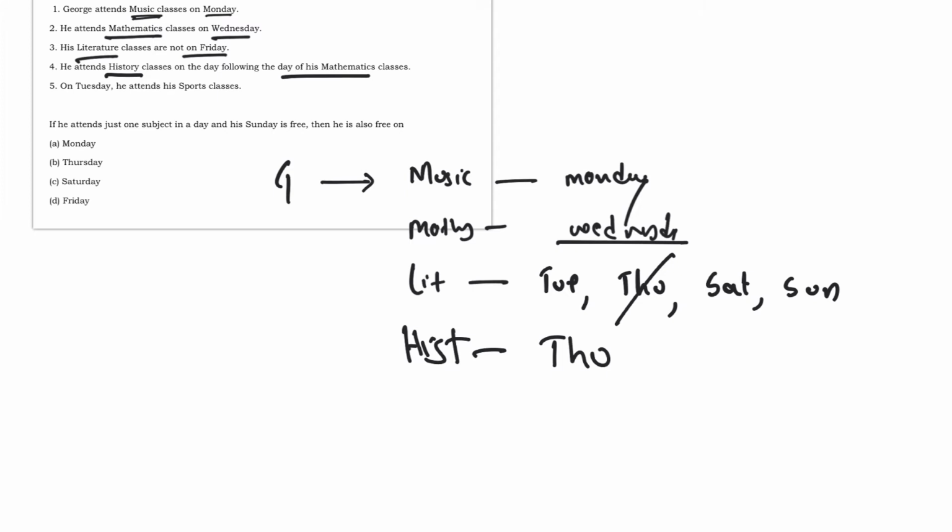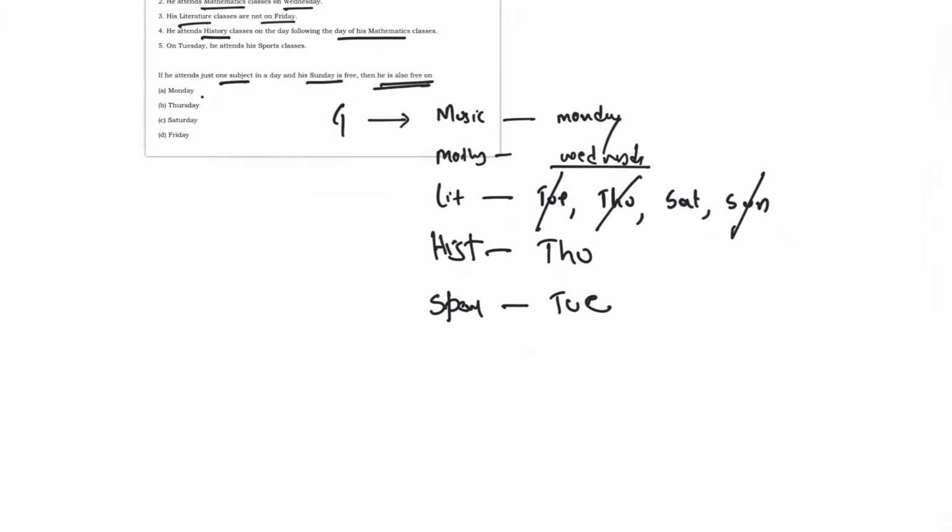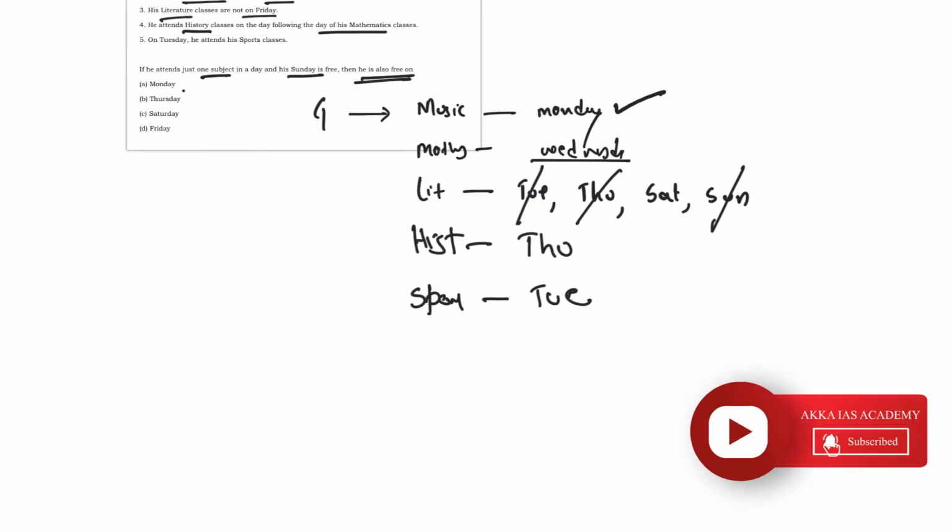On Tuesday he attends sports class. Okay, sports will be there, and this will be on Tuesday. So literature will be gone on Tuesday also. Okay, so if he attends just one subject in a day and his Sunday is free, then literature we got here, it is on Saturday. Then he is also free on Monday, Thursday, Saturday and Friday. So see here, Monday has been written here.